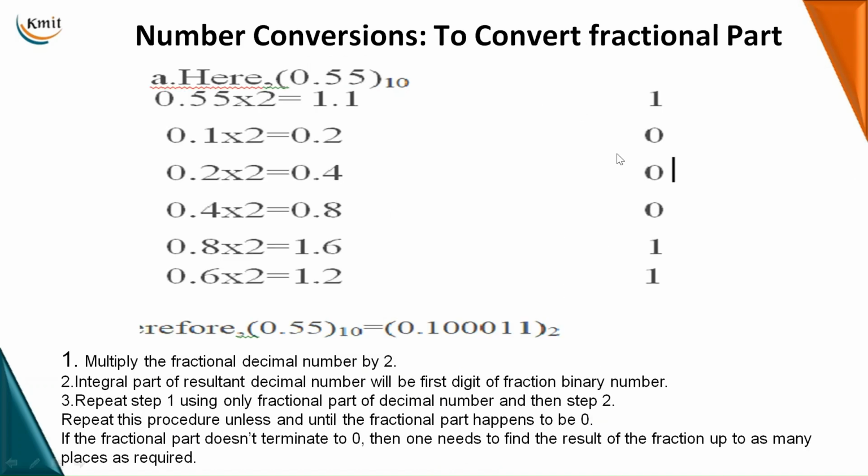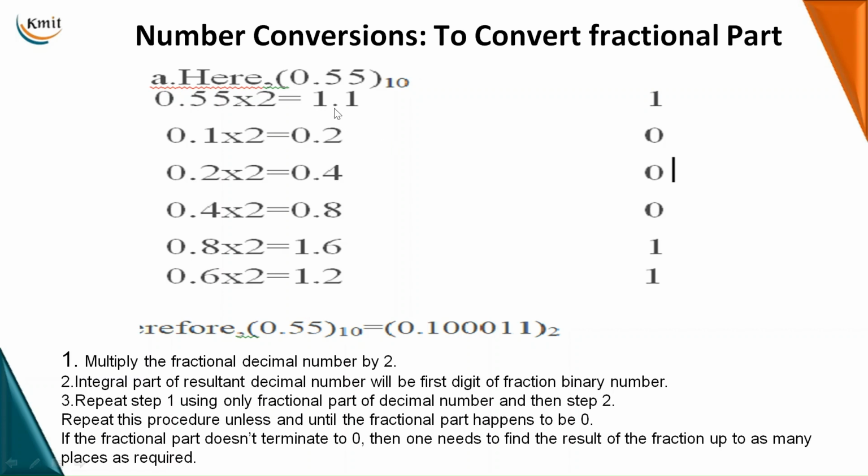Next is to convert a fractional part. Suppose your number has a fractional part, like 0.55. This 0.55, which is a decimal number, has to be converted into binary form. In that case, the steps are different. You have to multiply the fractional decimal number by 2, and the integral part of the resultant will be the first digit of your fractional binary number. Here, you take the fractional part 0.55, multiply it by 2, and the answer is 1.1. This integer part, not the fractional, will be the first digit of your binary equivalent.